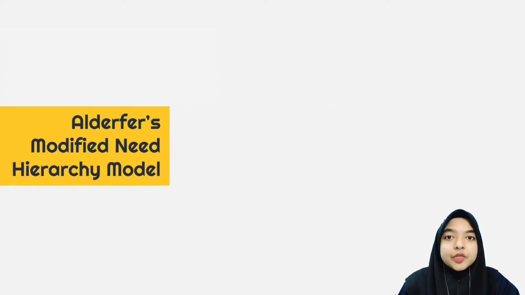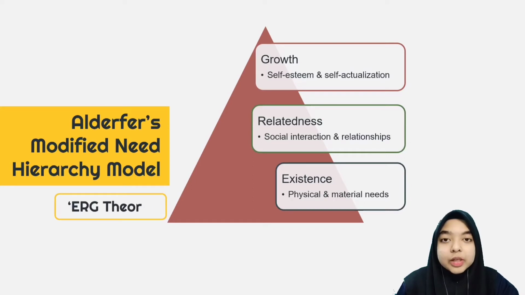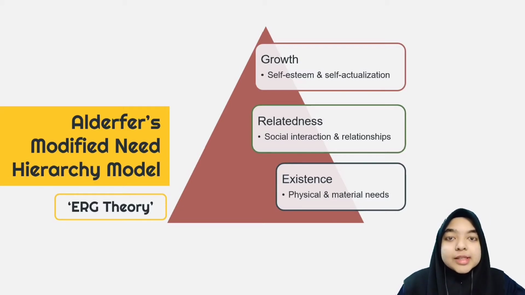In Alderfer's modified need hierarchy model, there are 3 significant levels: existence, relatedness, and growth, hence another name for the model is the ERG model. E stands for existence, R stands for relatedness, and G for growth. Now the ERG model starts with existence. The existence level focuses on the employee's physical and material needs. It concerns sustaining human existence and survival and covers the basic needs of a human.